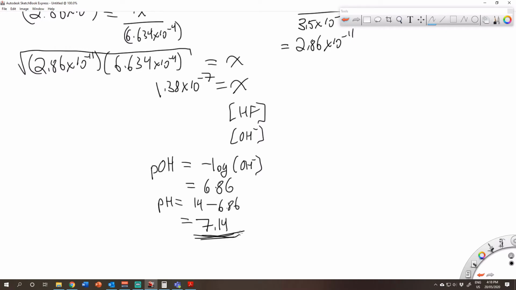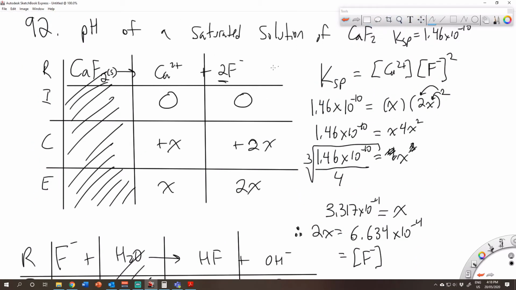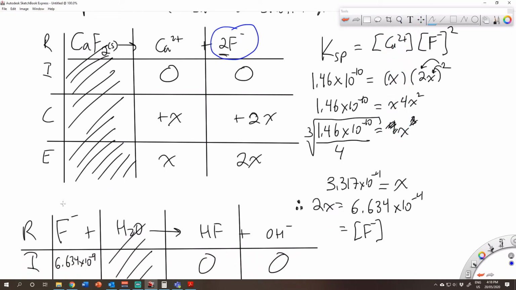So with this particular question, we needed two RICE tables. The first RICE table allows you to calculate how much F minus you have, because F minus has the ability to react with water to create a basic solution, because F minus is the conjugate base of a weak acid. Okay, so that's what we do with that first bit of information.